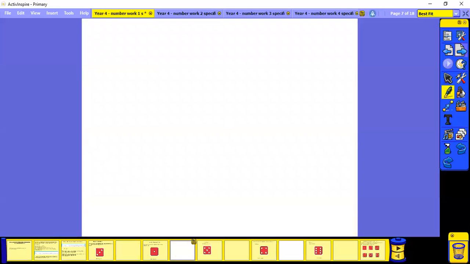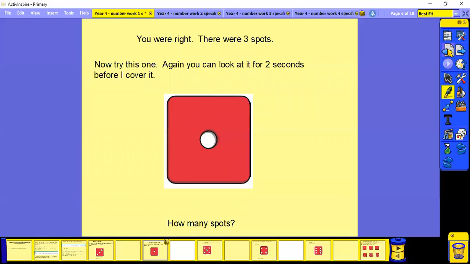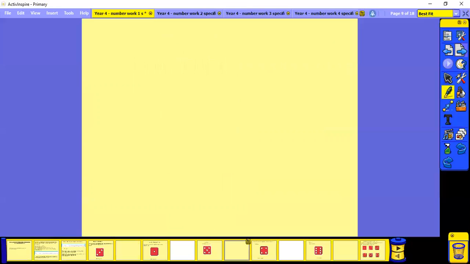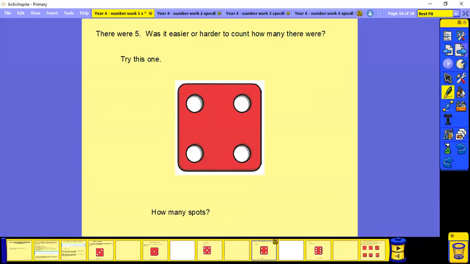Now we're going to try it with this one. How many spots were there? Let's have a look again. You were right, there was 1 spot. And what about this one? How many spots were there? How many do you think? Yep, there were 5 spots.